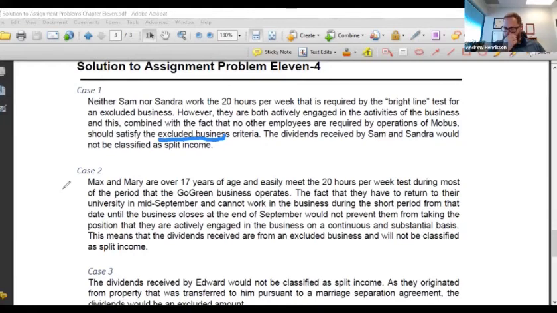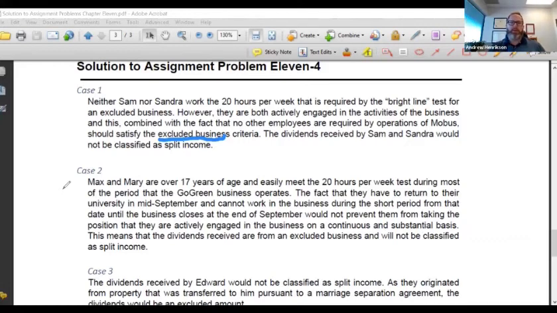So the twins, Max and Mary, are 22 years old. So we've covered one bar here. They're not children, so they're 22. Says they're attending university in another city during the period from mid-September to the end of April. During May to mid-September, they were full-time operating the GoGreen business.